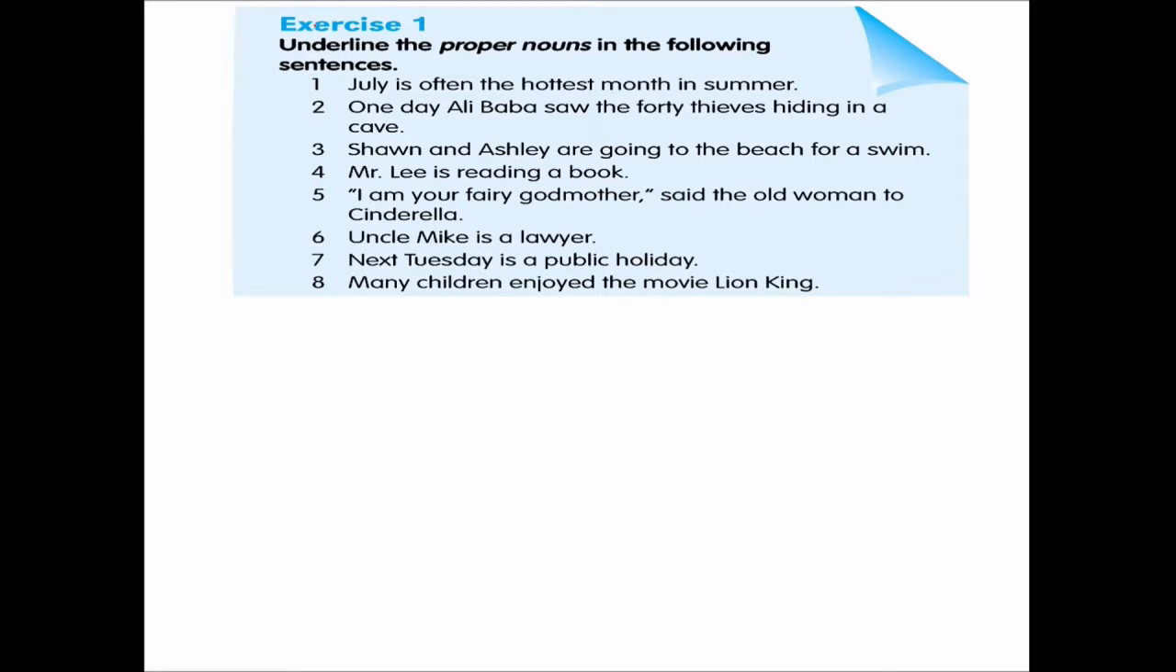So let us have an exercise now. Underline the proper nouns in the following. July is often the hottest month in summer. July, proper noun. We have to find out the proper noun. One day, Alibaba saw the 40 thieves hiding in a cave. Sean and Ashley are going to the beach for a swim. Sean and Ashley. Beach is a noun. Thieves are nouns, but they are not proper nouns.